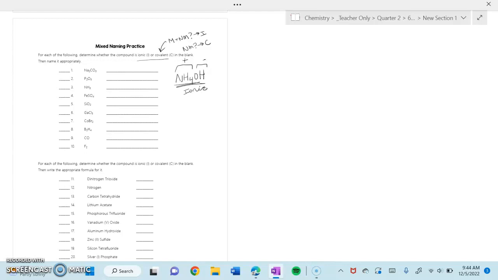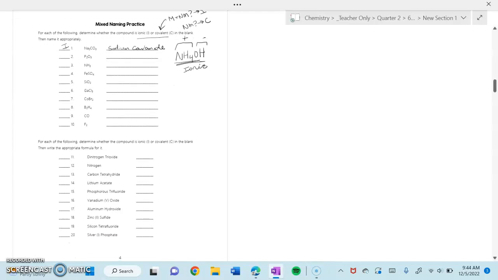So a couple of these we can do together. Sodium carbonate. We've got a metal and a polyatomic ion, that's ionic. So our name here is sodium carbonate. Going from compound formula to name is pretty straightforward.